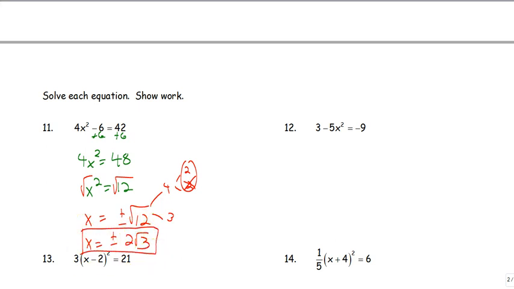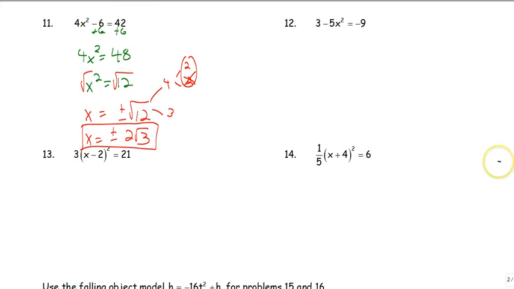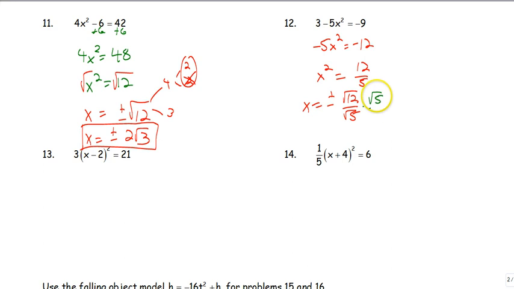Okay. Why don't you try a couple on your own, pause the video, and then come back and see what you get. Alright, so hopefully you paused. This one you subtract 3, so you get negative 5x squared equals negative 12. Divide by the 5, you get x squared equals 12 fifths. And then we do x is equal to plus or minus square root of 12 over square root of 5. Have to simplify that. So I'm going to multiply both the top and the bottom by the square root of 5. That's called, again, rationalizing the denominator.